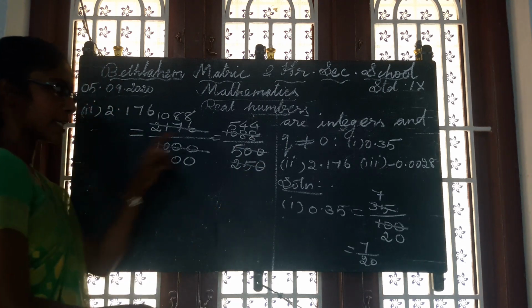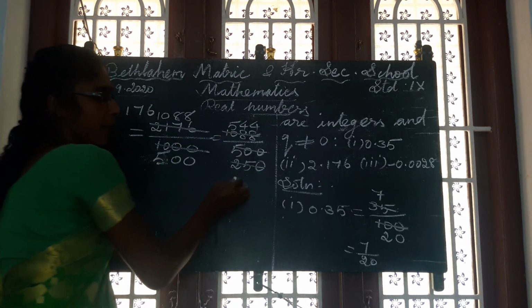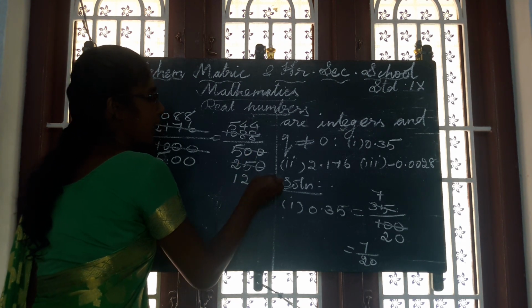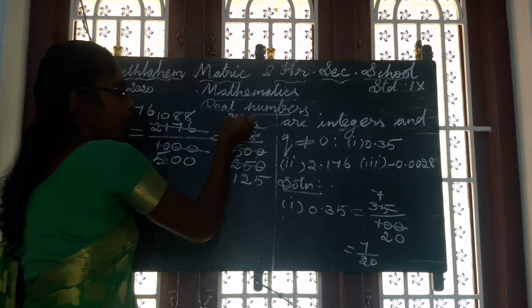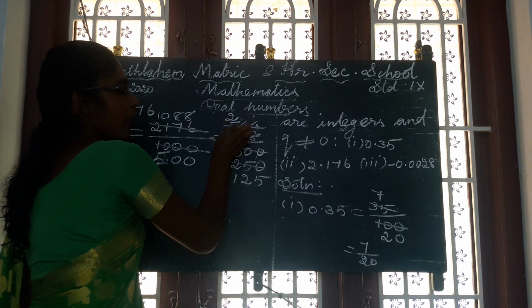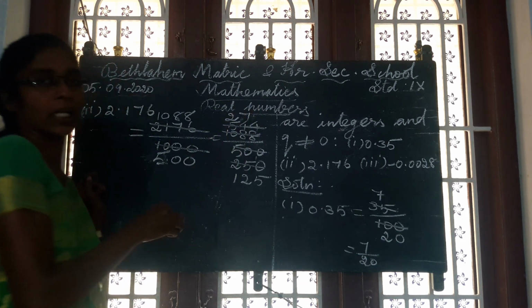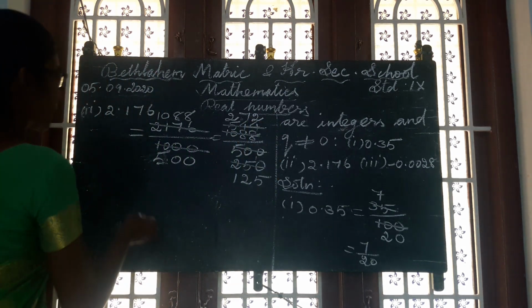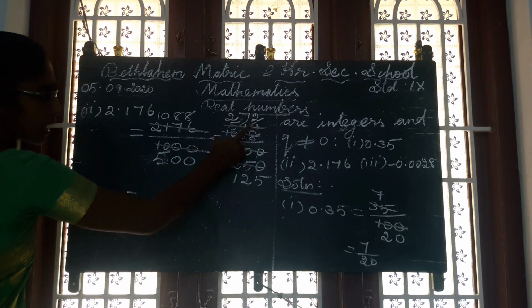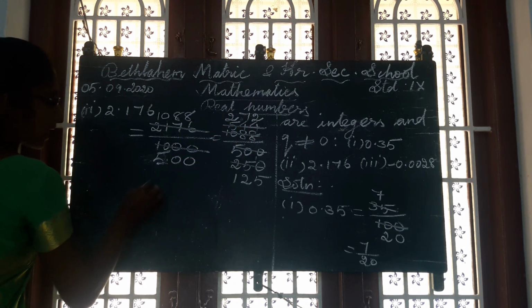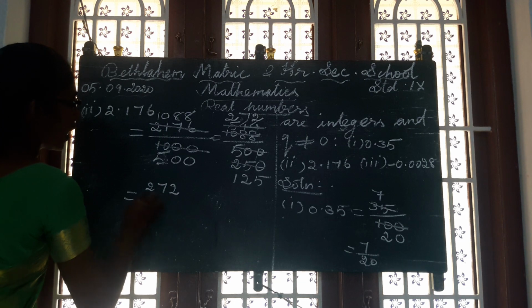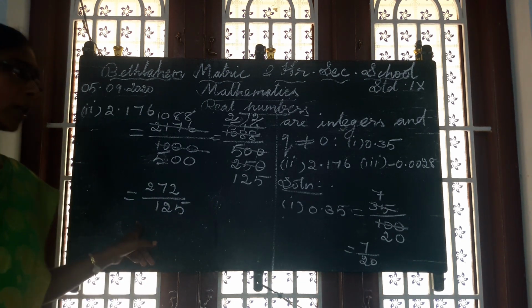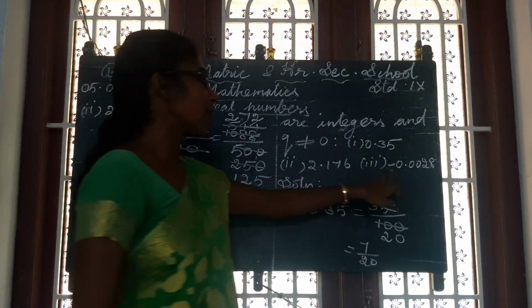Again we can cancel this by the 2 table. 1 2s are 2, 2 2s are 4. Next 1 balance, 5 2s are 10. Next 2 2s are 4. 1 balance, 14 is there, 7 2s are 14. Next 2 2s are 4. Then we cannot cancel this further, so we can write this as the answer: 272 by 125. Next we can go to the next problem.